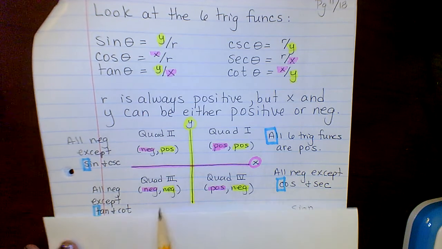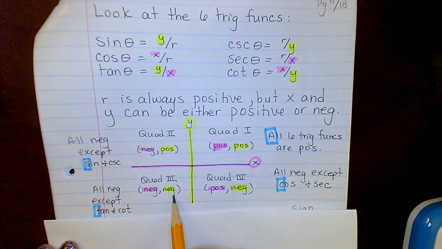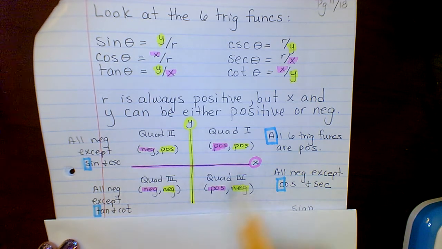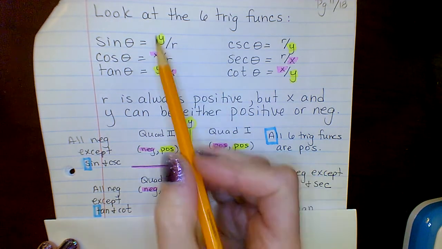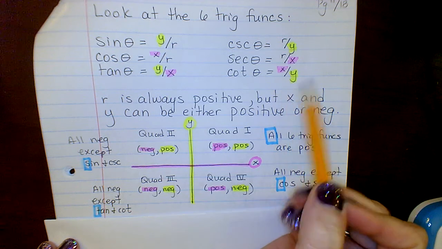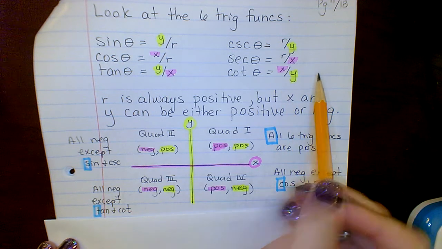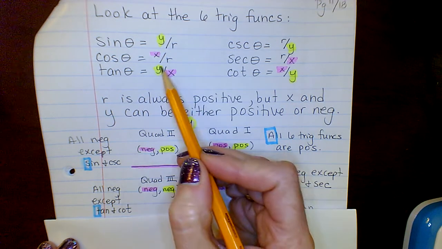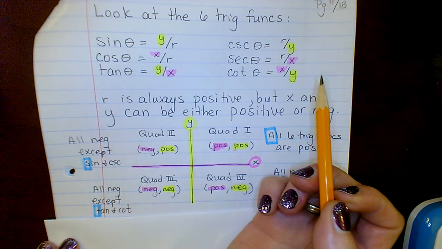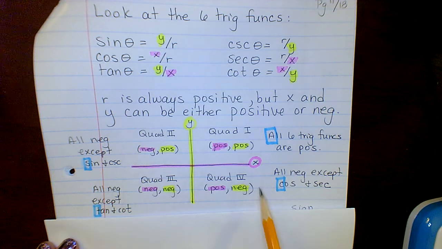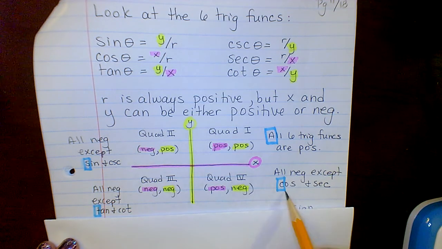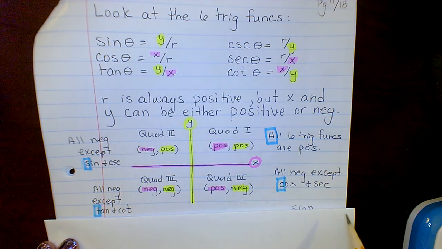For quadrant 3, that's negative, negative for all the points there. Then all the trig functions are negative except tangent and cotangent. That's because you end up with negative over negative, which is positive. In quadrant 4, all the trig functions are negative except cosine and secant.